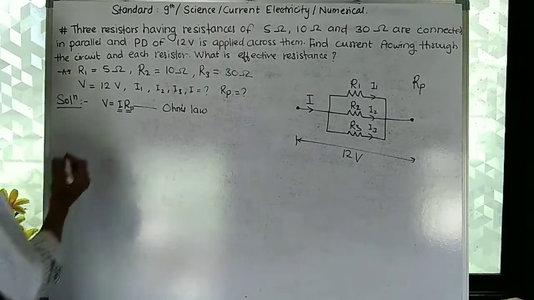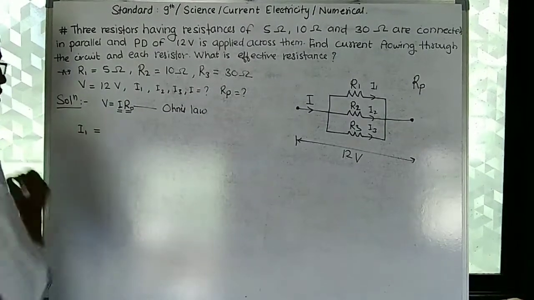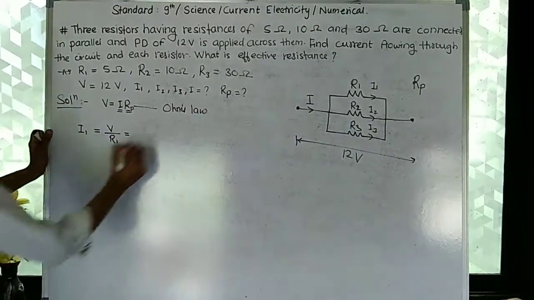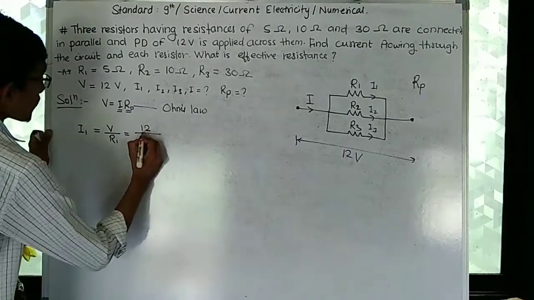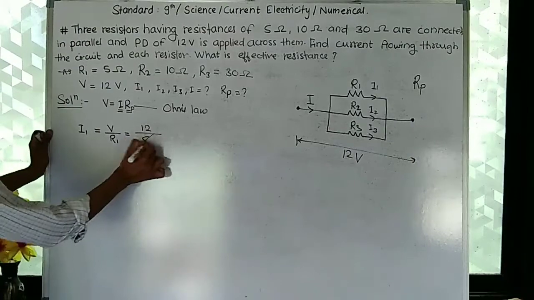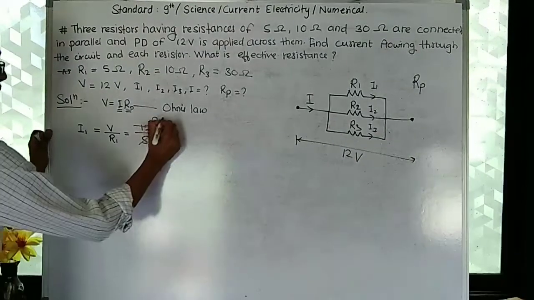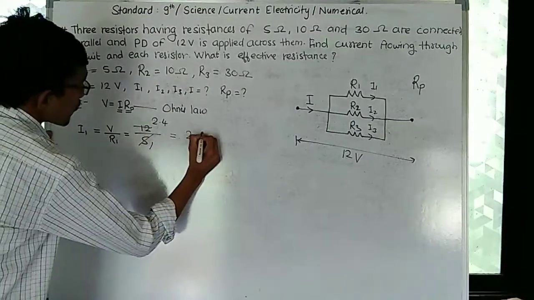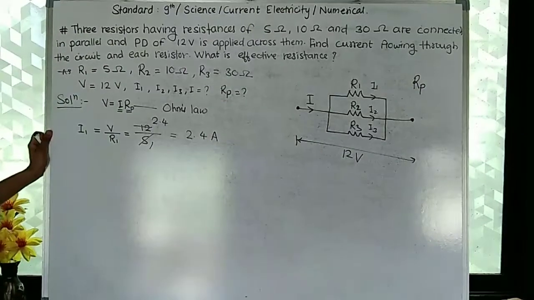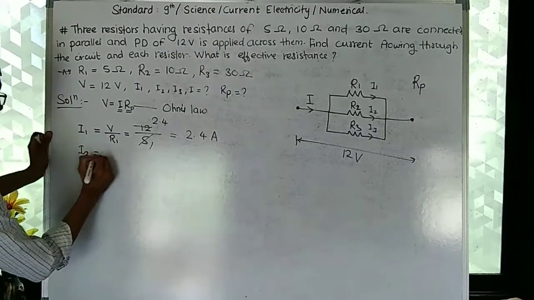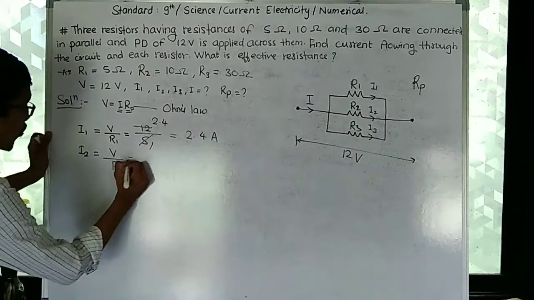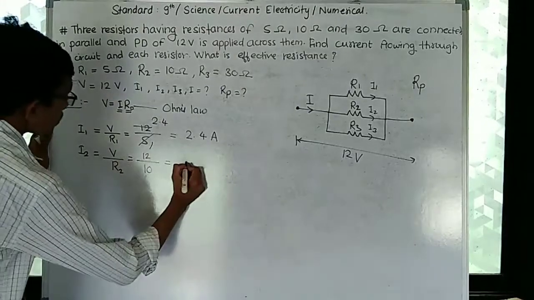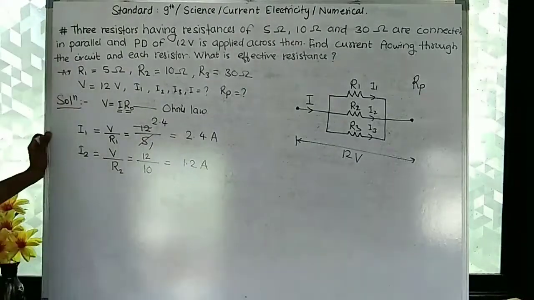First we will find the value of I1, that is equal to V upon R1. What is V? 12. R1 is 5. So 5 ones are 5, 5 twos are 10, and 5 fours are 20. So we get the value of I1 as 2.4 ampere. Then I2 is equal to V upon R2. V is 12 and R2 is 10 ohm. So we get the value of I2 as 1.2 ampere.